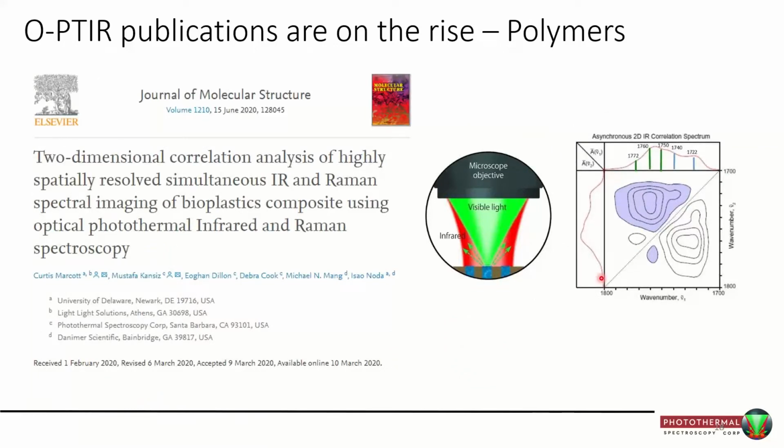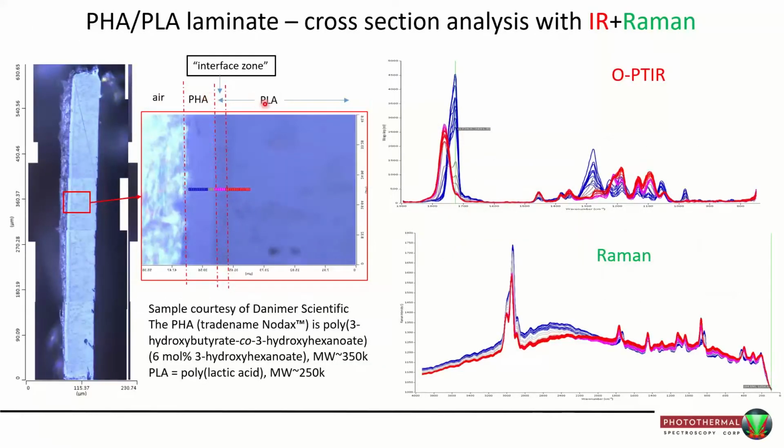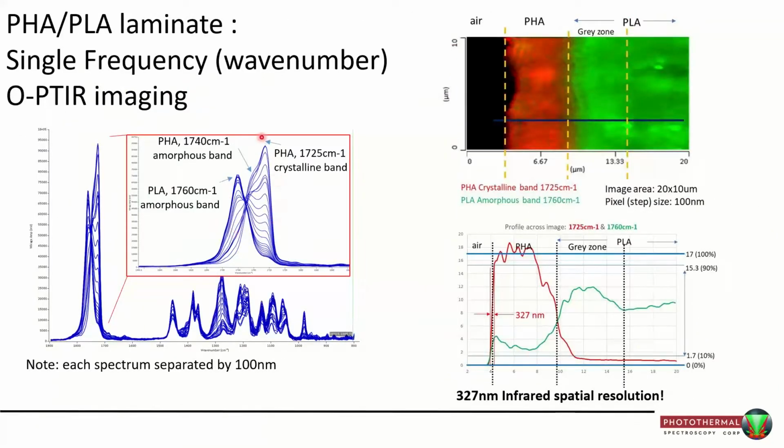Another one from early last year, I think it was looking at some biodegradable polymers, some laminates really, of PHA on PLA, where they were interested in the interface. So we did a line scan here at 100 nanometer step size, let's repeat that. And it's in a single measurement generating O-PTIR and infrared spectra and Raman spectra. If we look at the infrared in a bit more detail, we can see that each one of these spectra are different and separated spatially by 100 nanometers. In this case, because we know the peaks of interest here, 1725 and 1760, we can do single frequency imaging and only image for those peaks of interest.